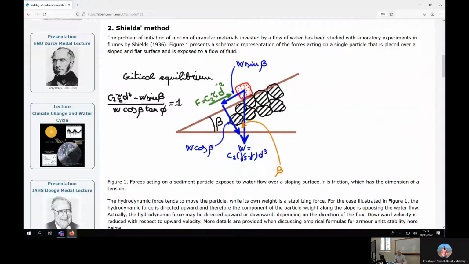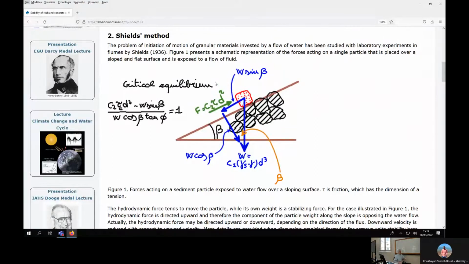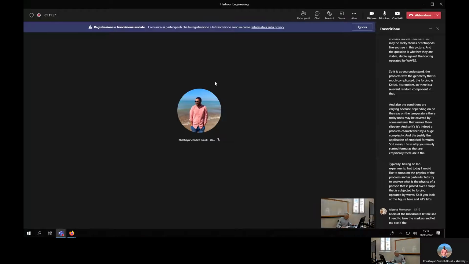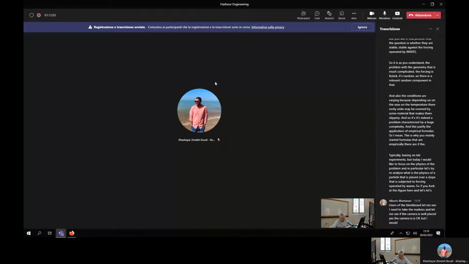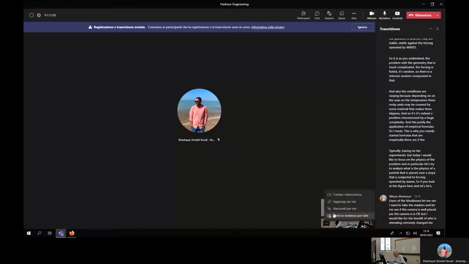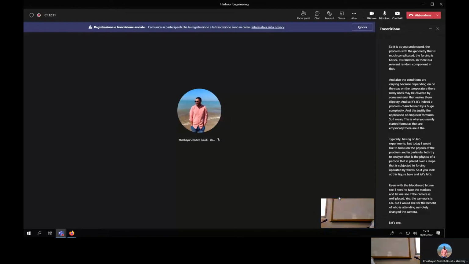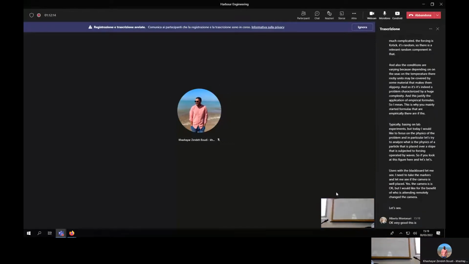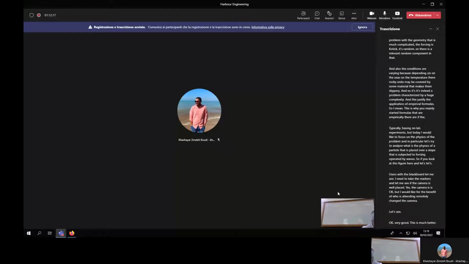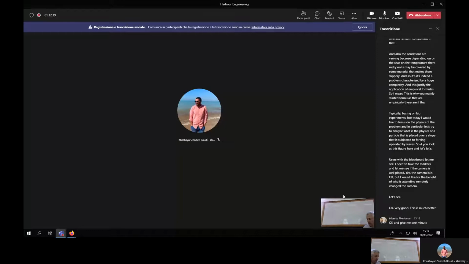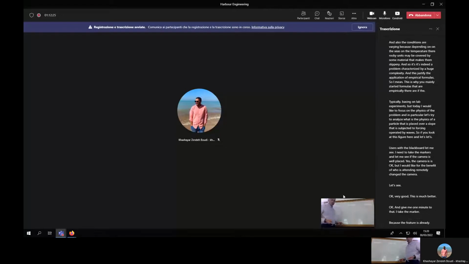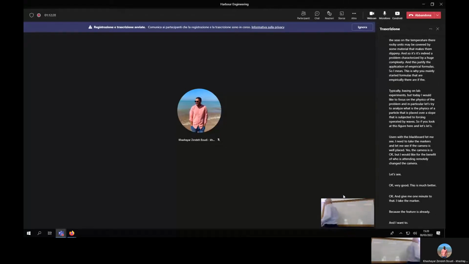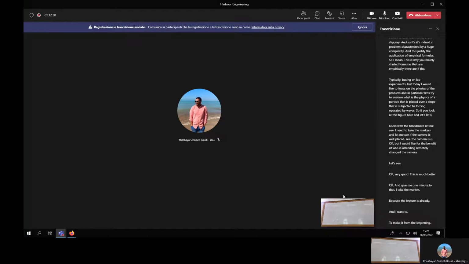use also the blackboard. Let me see. I need to take the markers, and let me see if the camera is well placed. Yes, the camera is okay, but for the benefit of who is attending remotely, I would like to change the camera. Let's see. Okay, very good. This is much better. Give me 1 minute while I take the marker, because the figure is already much developed, and I want to remake it from the beginning. Just 1 second.